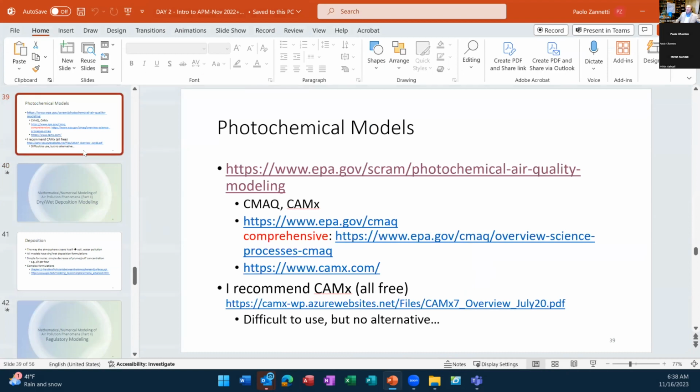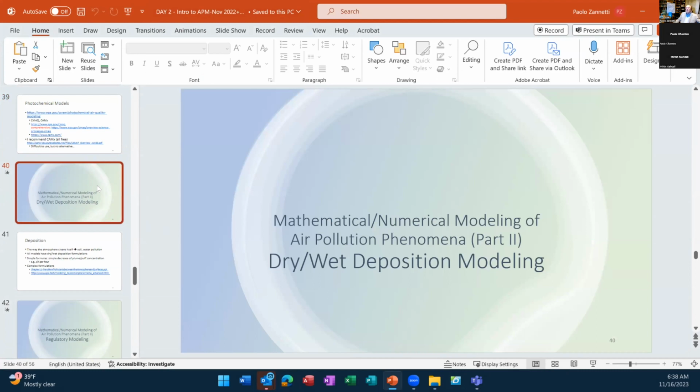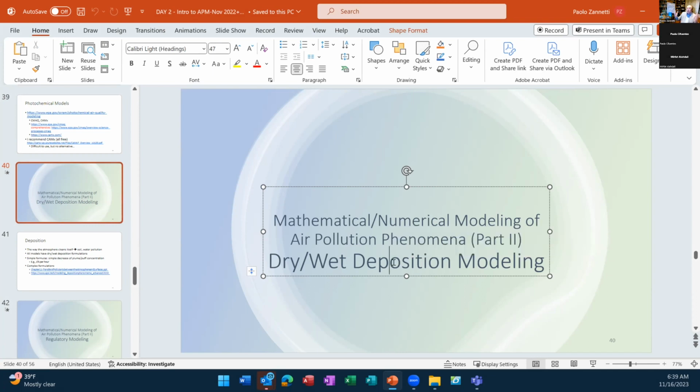Okay, so how about deposition modeling? All the models we have discussed so far contain inside some deposition routines. So again, the work is done by the model. You don't have to worry about it, but you have to have a basic understanding of what you're talking about. Any pollution in the atmosphere will be affected by transport, diffusion, and deposition and chemistry. Deposition is the way the atmosphere cleans itself. The chemical eventually will be dropped to the ground or to the water. And deposition can be dry, not affected by precipitation, or wet, affected by precipitation.